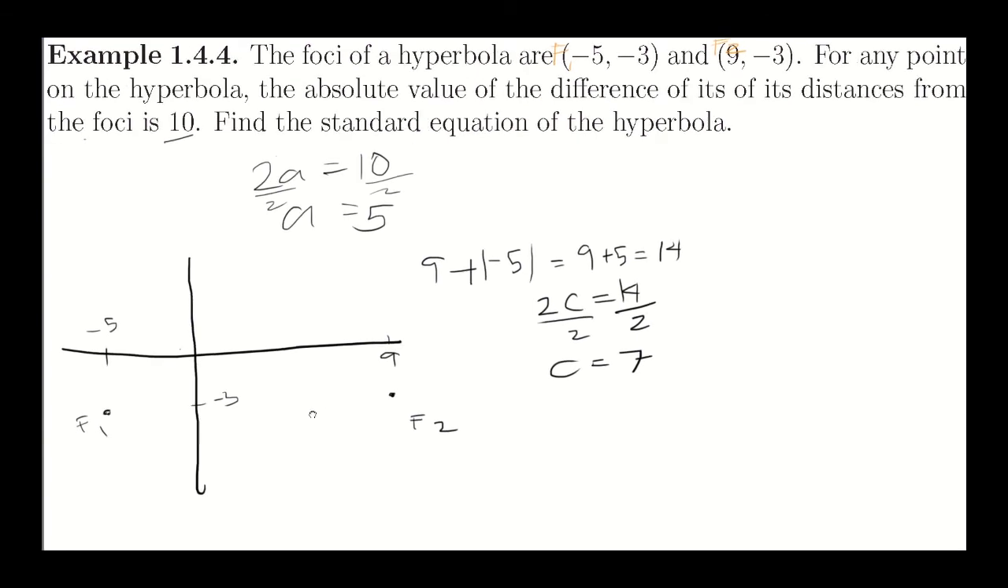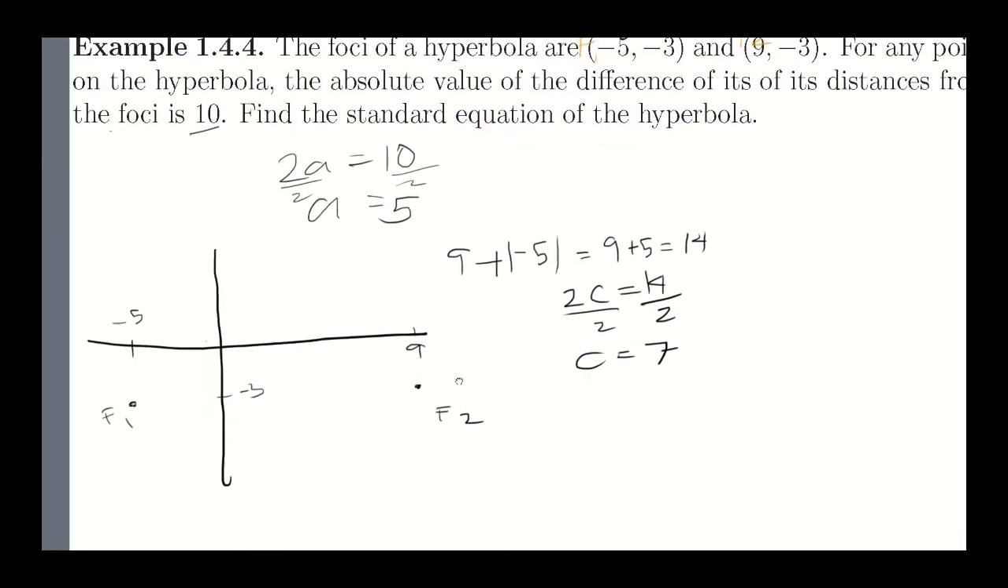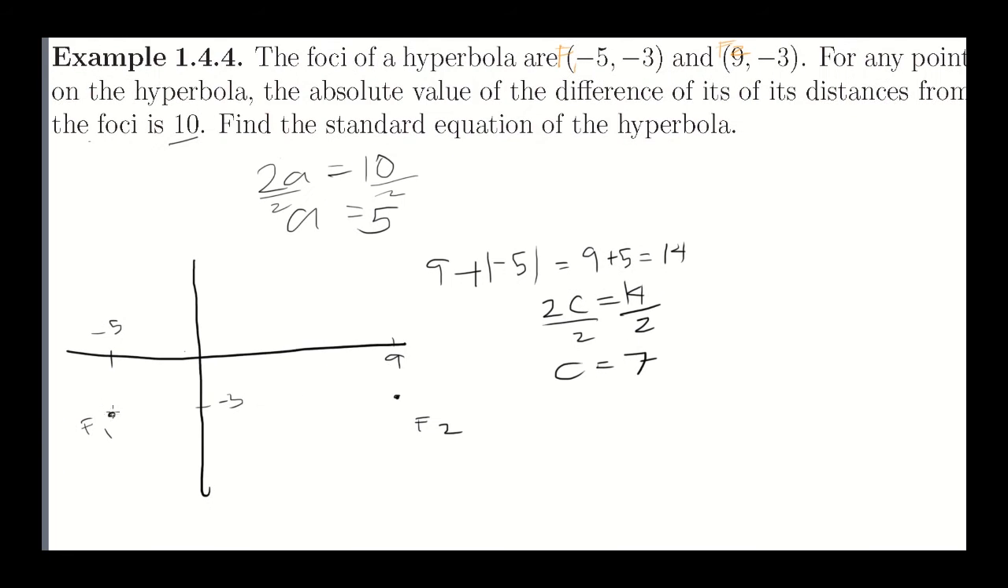Okay, so we have now c, which is 7. So we have a, we have c, we need b, and we need the center. To get the center, we just count here from -5, -4, -3, -2, -1, 0. So how much is that? It is 1, 2, 3, 4, 5. Then 6 and 7. So the center should be -2, -3. So that's our center.